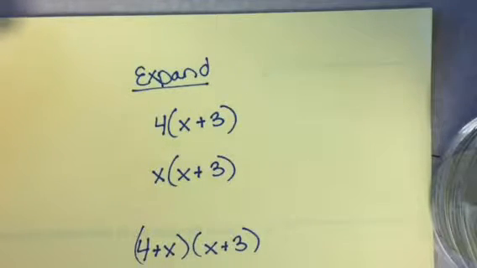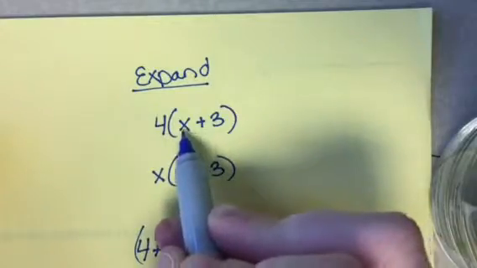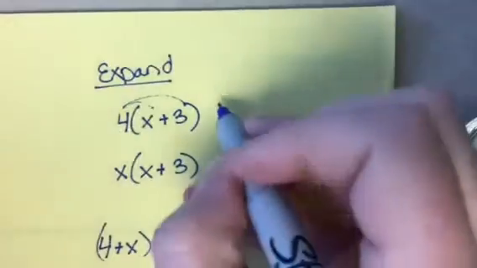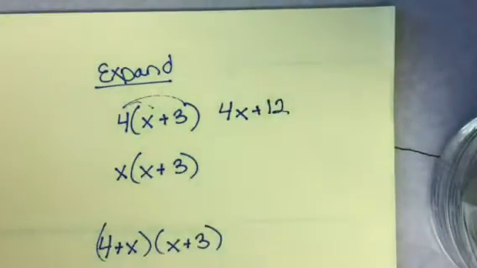Today we're going to work on distribution, and distribution when we have two sets of parentheses. So let's review some basic distribution. If I have 4 times x plus 3 in parentheses, we have to give the 4 to both of those, and it becomes 4x plus 12. That we should have remembered from before.